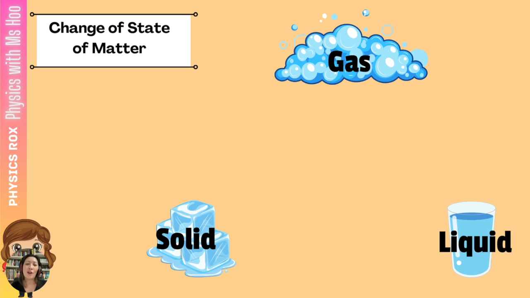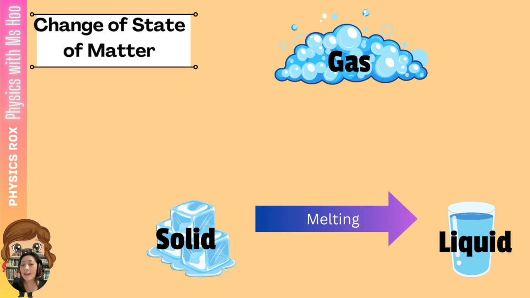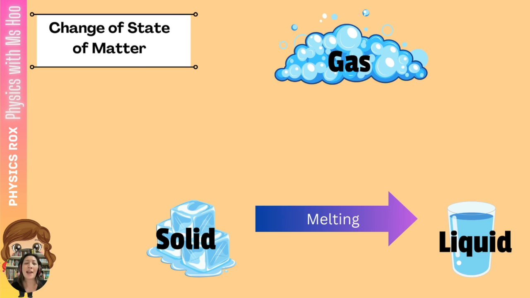Let's recall. When changing from solid to liquid, the process is known as melting. And remember that in this melting process, heat is being absorbed. When liquid is changing into solid, it's known as freezing. And in the freezing process, heat is being released.